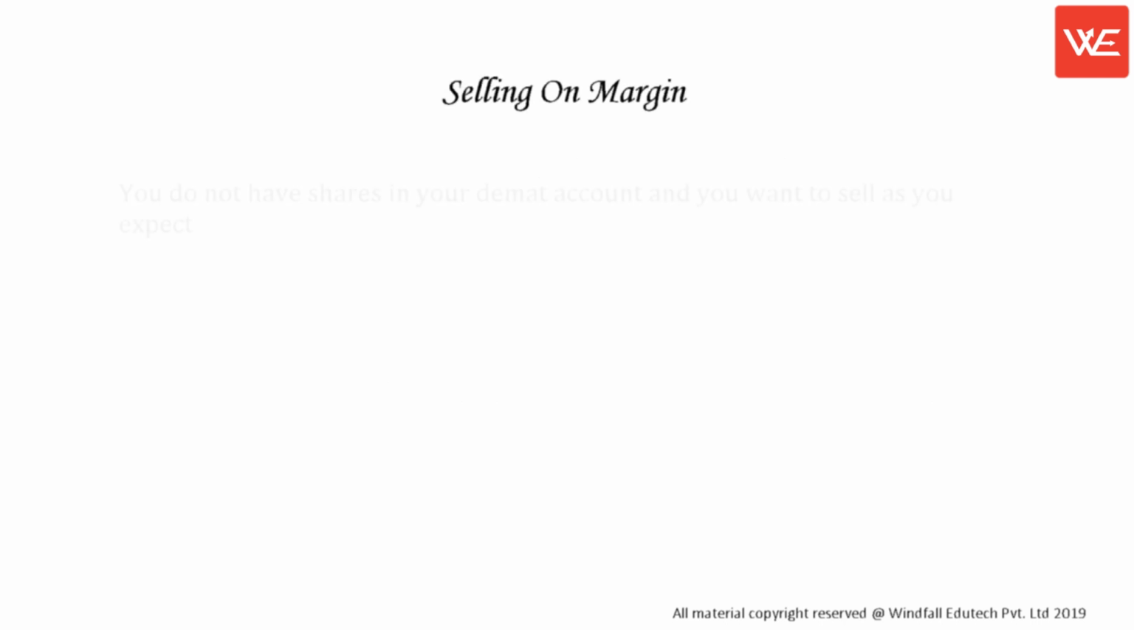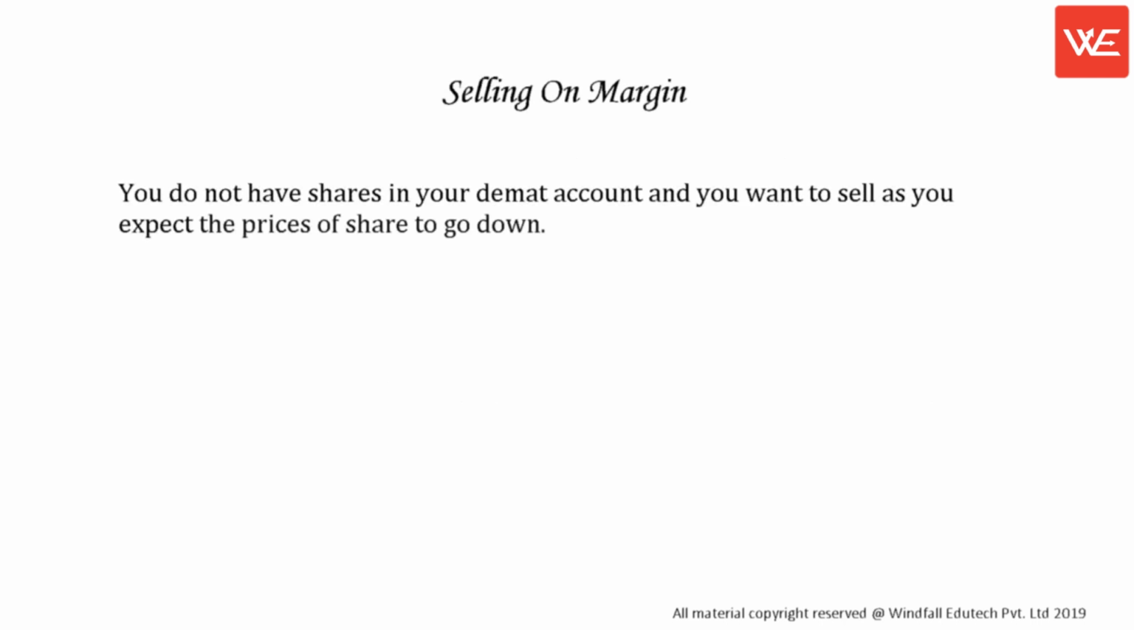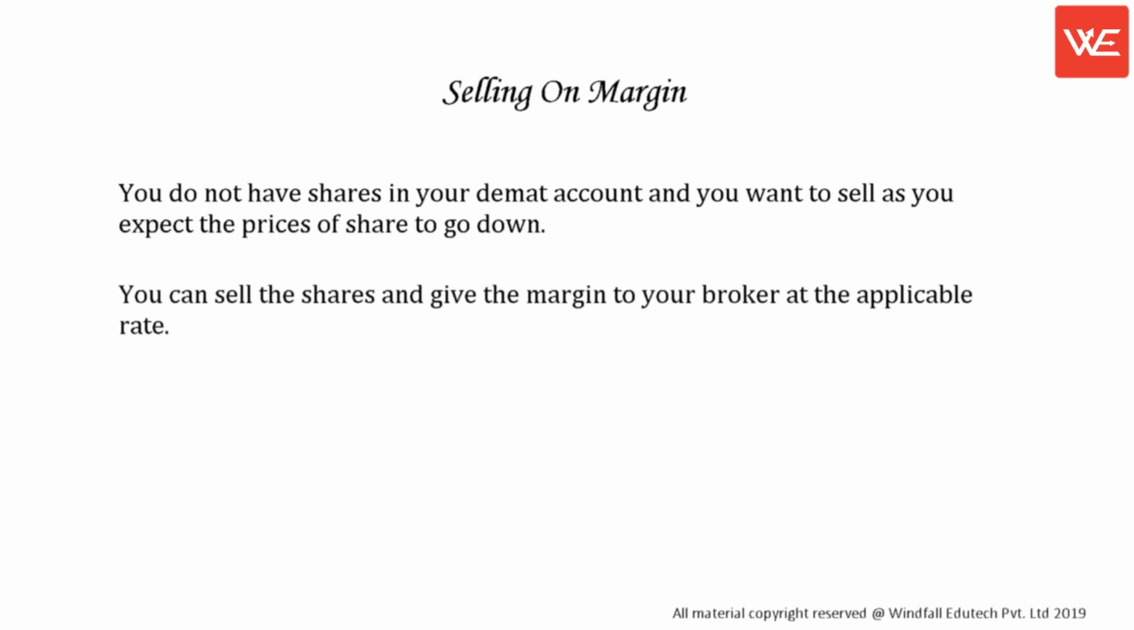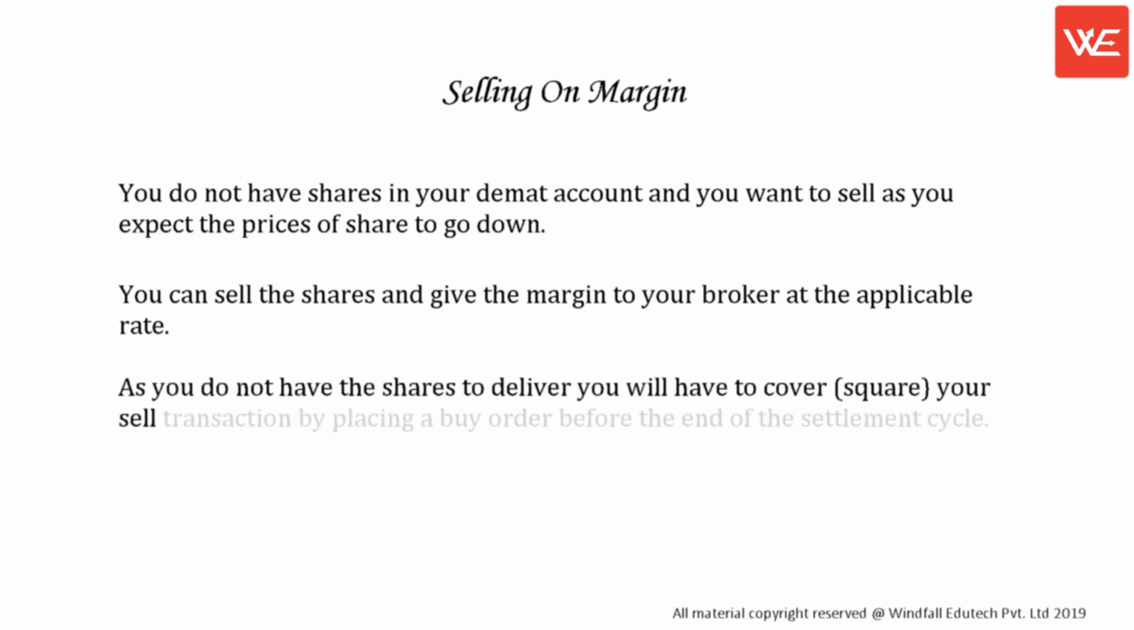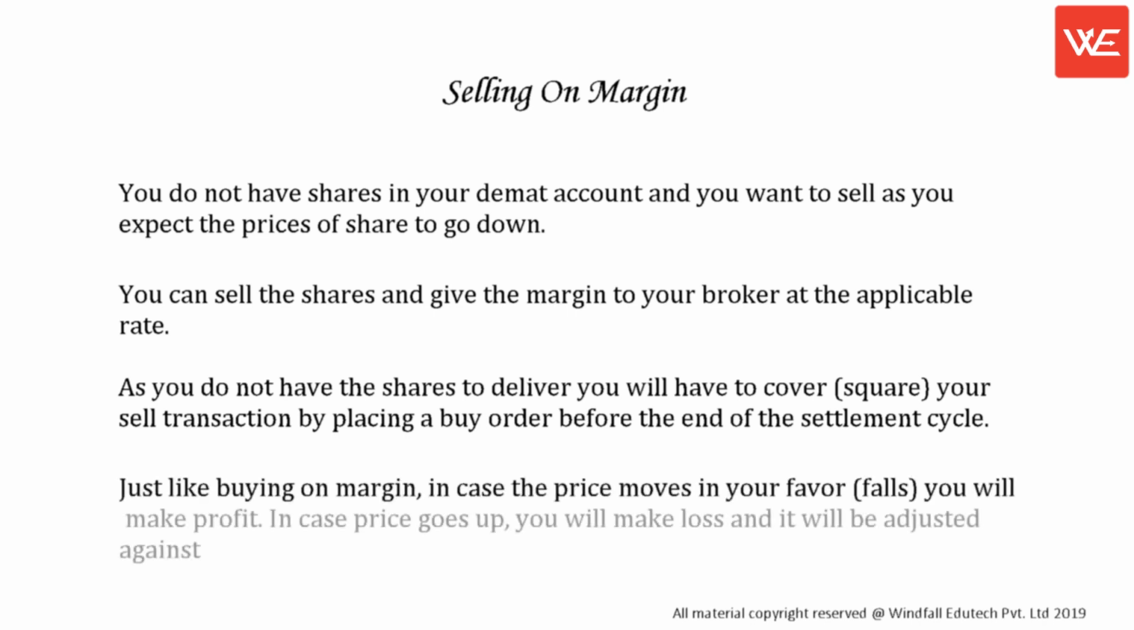Selling on margin. You do not have shares in your Demat account and you want to sell as you expect the price of the share to go down. You can sell the shares and give the margin to your broker at the applicable rate. As you do not have the shares to deliver, you will have to cover square your sell transaction by placing a buy order before the end of the settlement cycle. Just like buying on margin, in case the price moves in your favor, that is, falls, you will make a profit. In case the price goes up, you will make a loss and it will be adjusted against the margin amount.